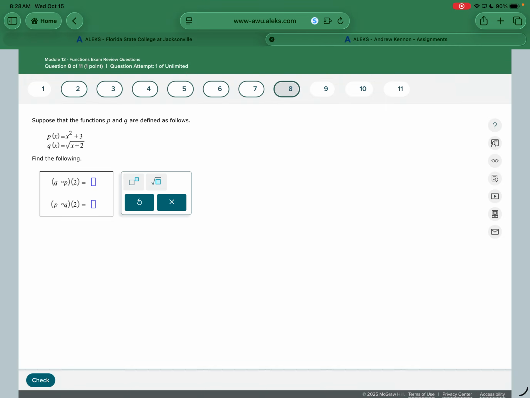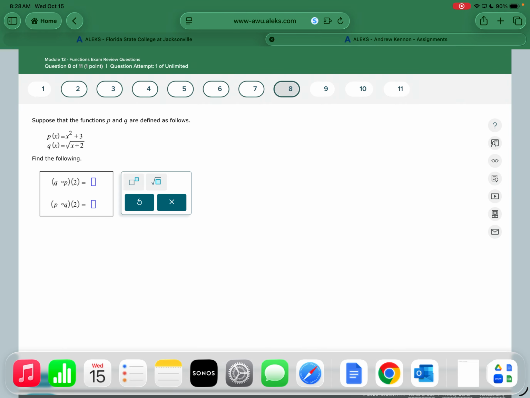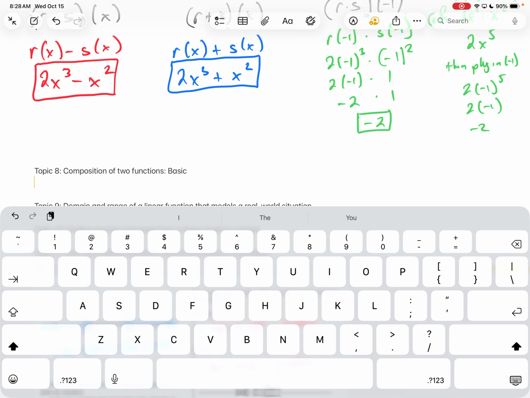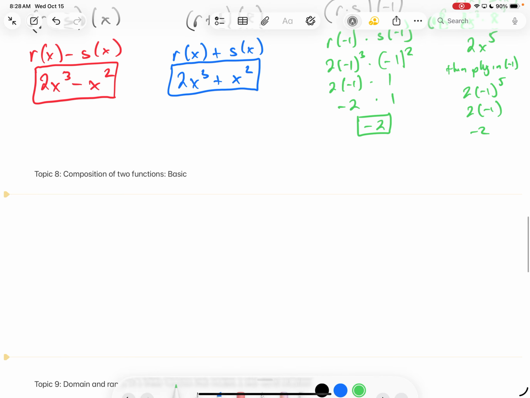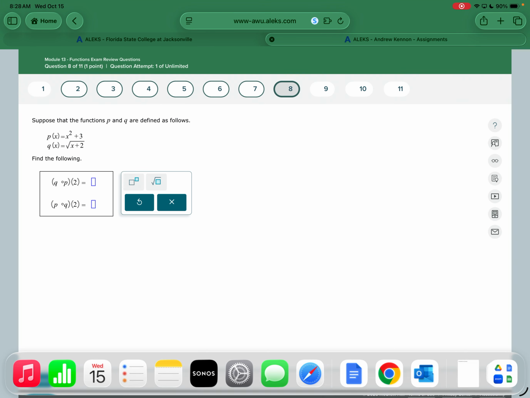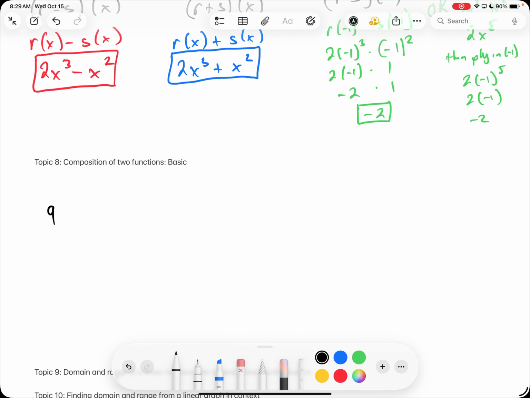On this one, I do say to show your work for one of the parts, x squared plus 3 and square root of x plus 2. I don't care if you show your work for both of the parts. What was it? Oh, it was P first. X squared plus 3, square root of x plus 2.